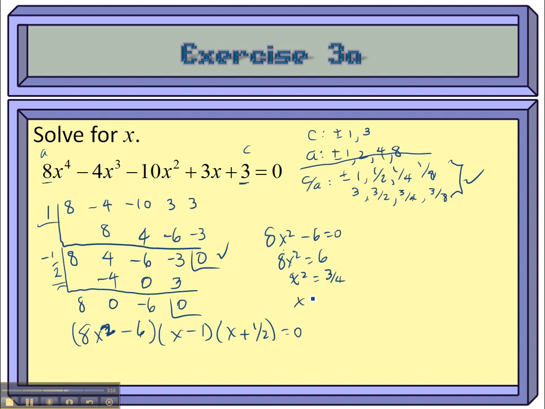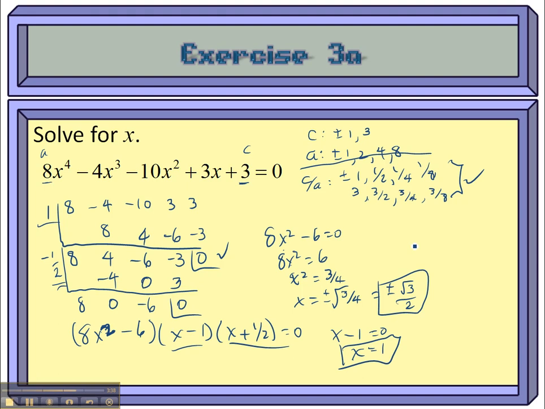And then take the square root of both sides. Plus or minus square root of 3/4. You can break that up as plus or minus square root of 3 over 2. Alright, so there's 2 of the answers. From this one, I have x minus 1 equals 0, so x is 1. There's the third one, and then from the last one, x equals negative a half. Of course, we knew that anyway because those are the 2 that we got from synthetic division.